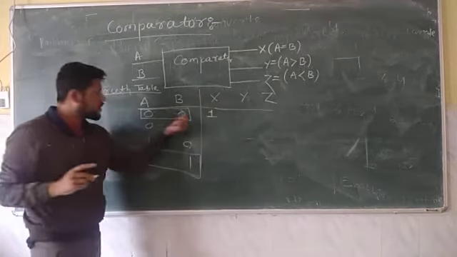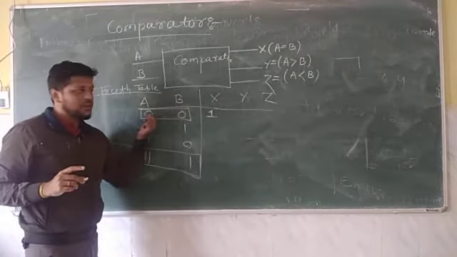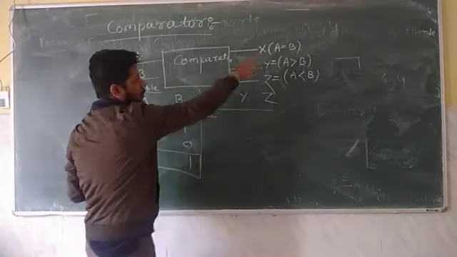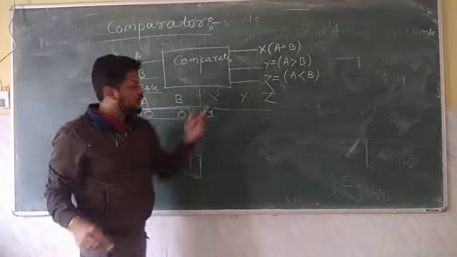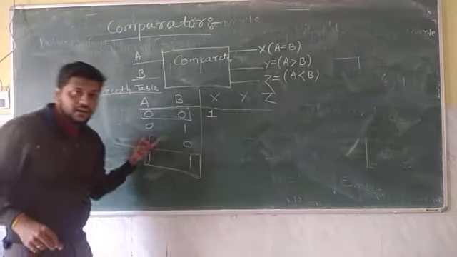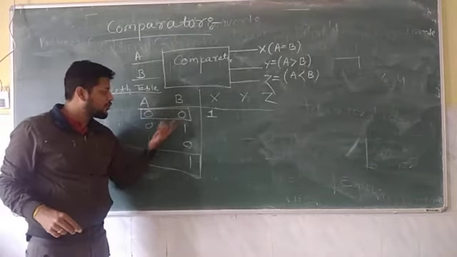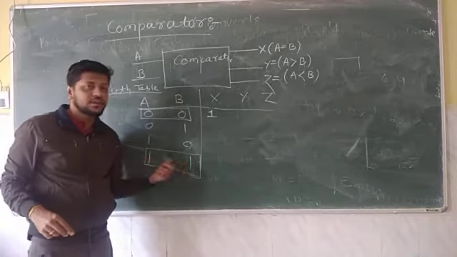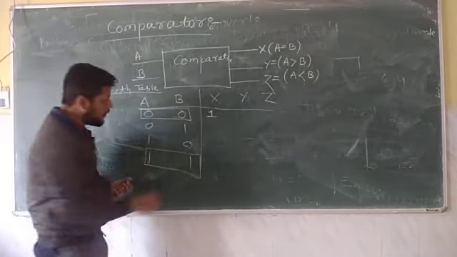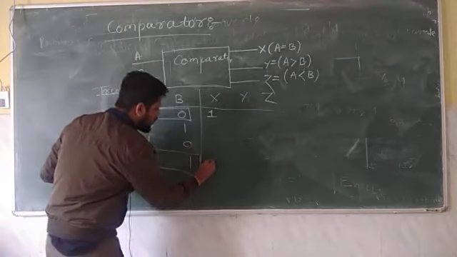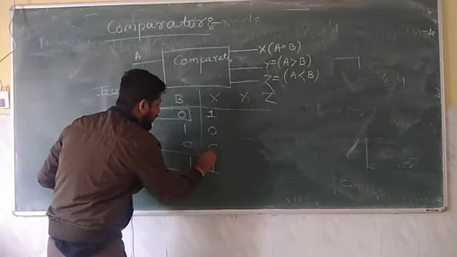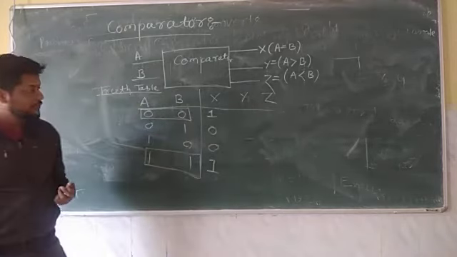So this condition satisfies A and B are equal. Here X is, I have already written there, A is equal to B. So we have to check here for which condition A equal to B. So this is the condition where A equal to B, that is 0 0, and this is the condition where A equal to B. So for these two conditions we will have output as 1 and 1. For remaining we have output as 0.